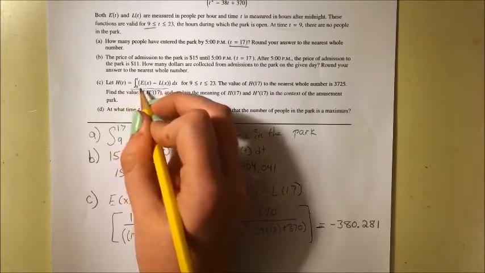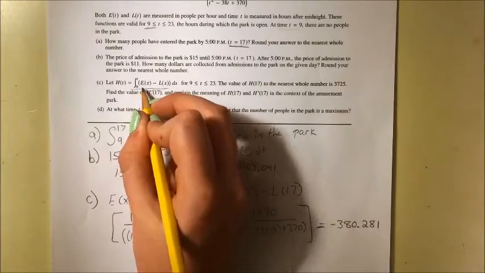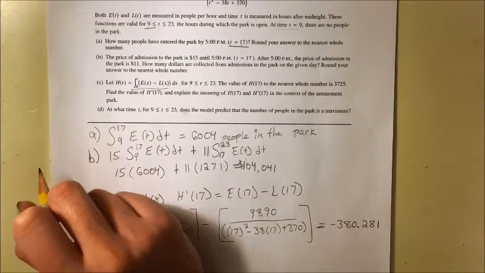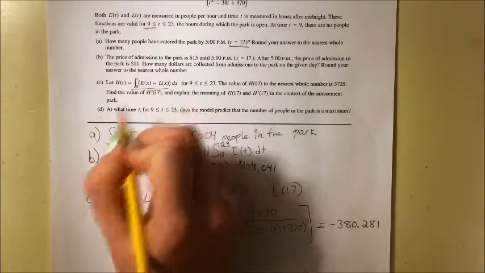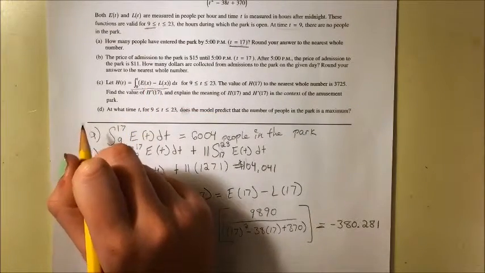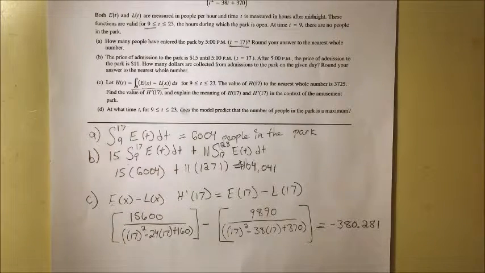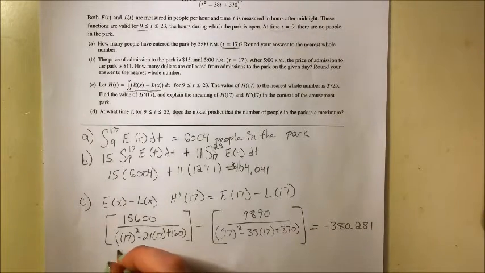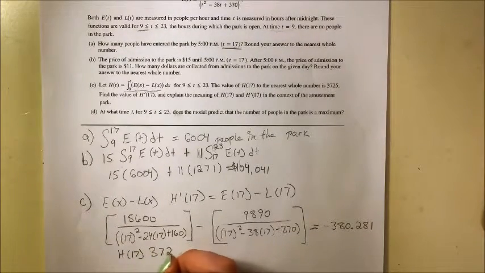Since a function h is first the rate at which people are entering the park minus the rate at which people are leaving the park, the total will give you the amount of people that are in the park at a given time. By plugging 17 into the function of h, we'll know how many people are in the park at t equals 17, or at 5 p.m. By using the calculator, we can see that h of 17 is equal to 3,725.